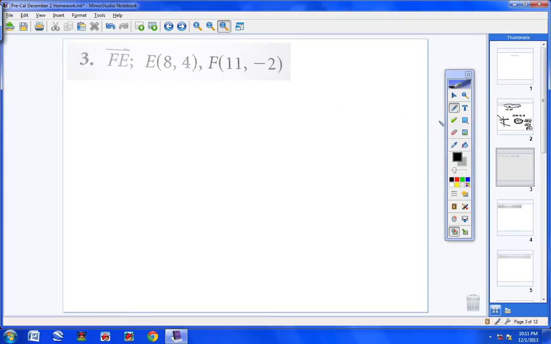Okay, let's go ahead and find the component form of vector FE. Now let me see something real quick here. I'm not sure if they're trying to confuse you here.